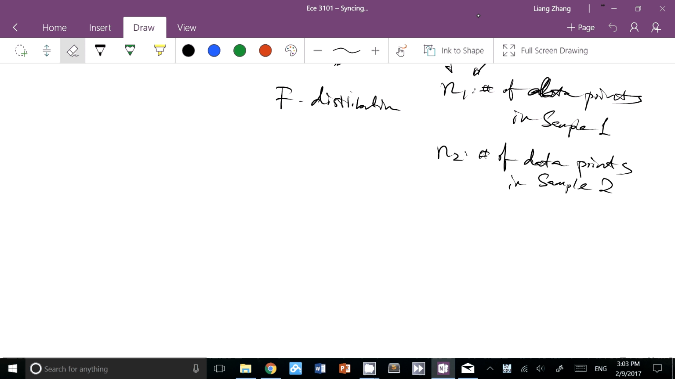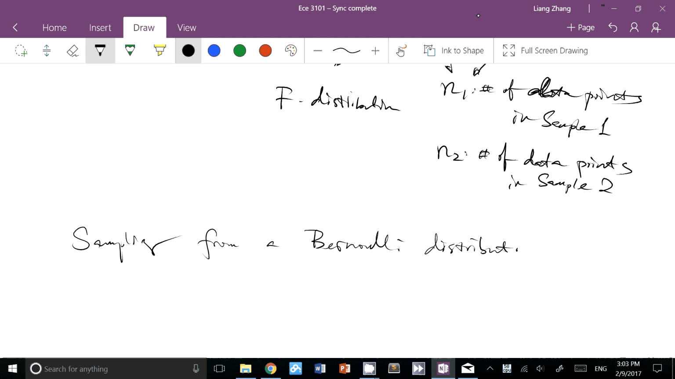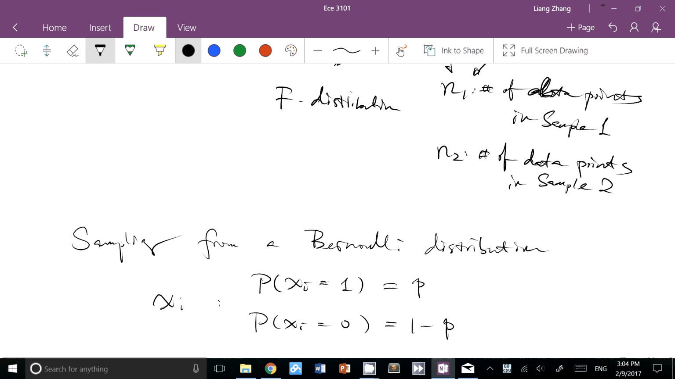That is, what if we're sampling from a Bernoulli distribution? This means we're drawing these xi's, and each xi is a Bernoulli random variable. A Bernoulli random variable means you observe a sample that takes value 1 with certain probability p and takes value 0 with probability 1 minus p. This is how we define a Bernoulli distribution, and this is going to be the population distribution for all the xi's we're looking at.